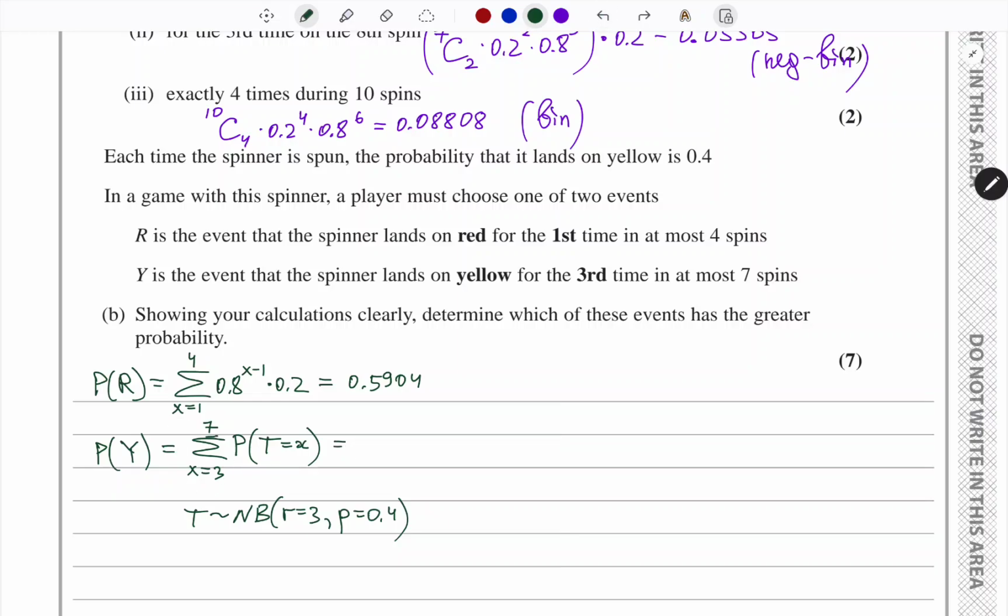If you don't know how to use sigmas, you can find each individual probability for x equals 3, 4, 5, 6, 7. It will take significantly more time, but you have no choice. So my result is 0.5801. So they're so close to each other, but this is slightly bigger. So R, the probability of event R, is bigger.